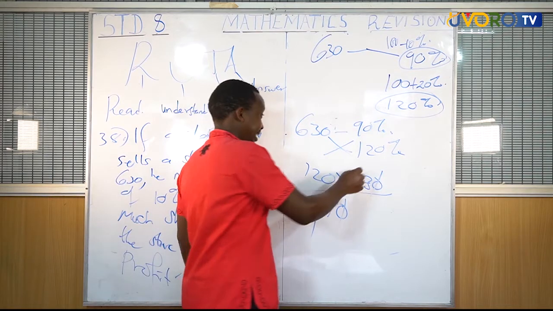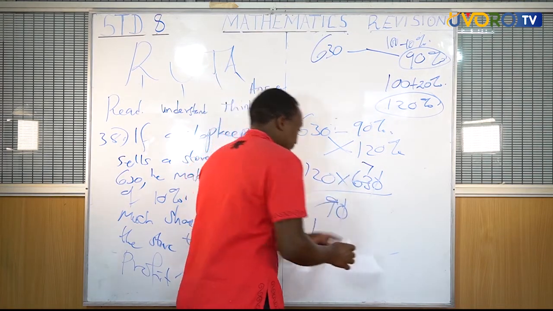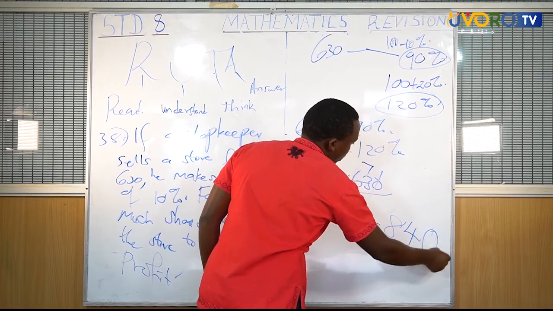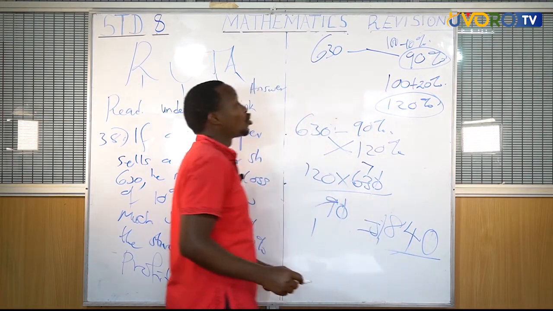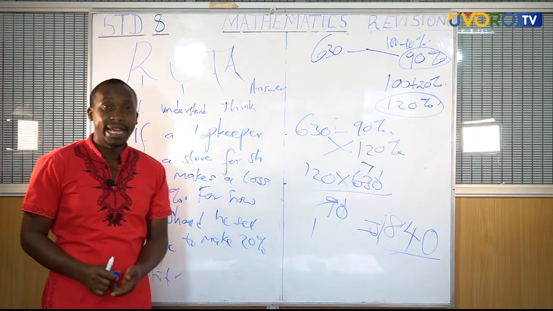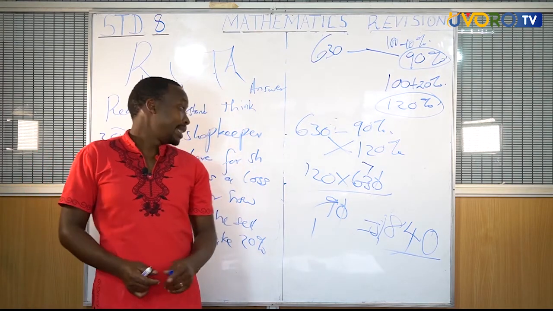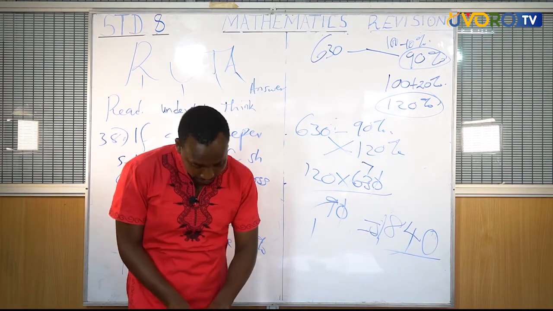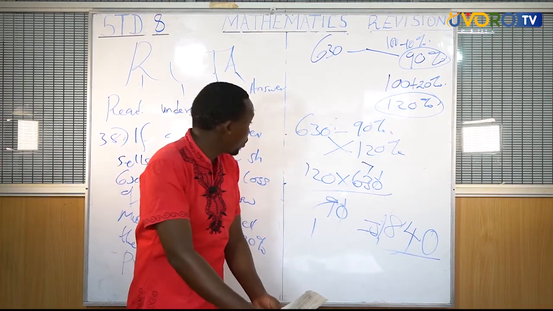7. Very good. Now, what is 12 times 7? 84. Very good. And the 10. That is, the shopkeeper should sell the stuff at shillings 840. 840.